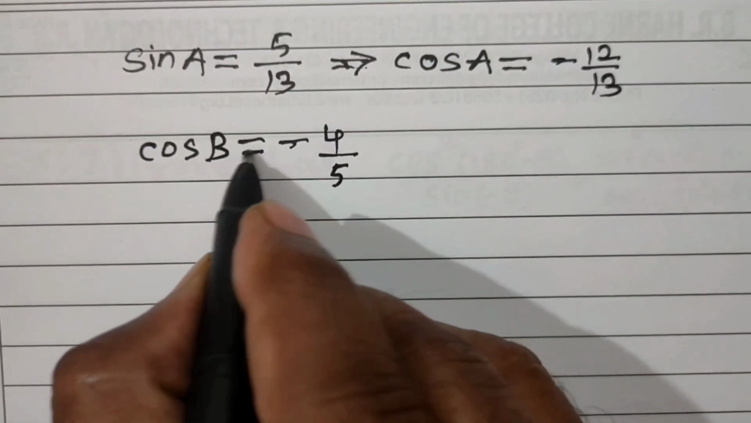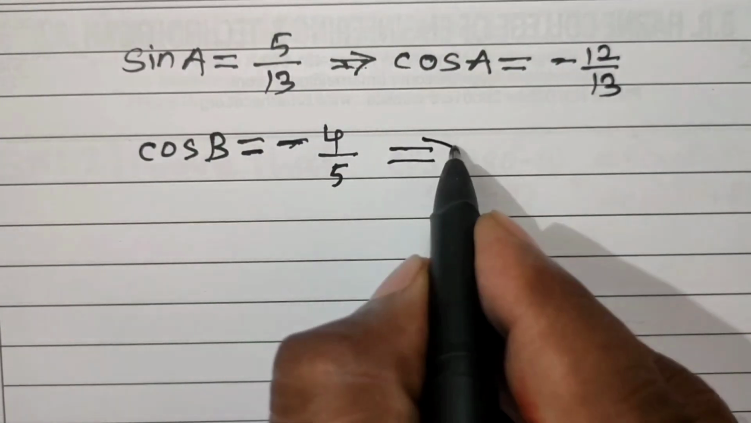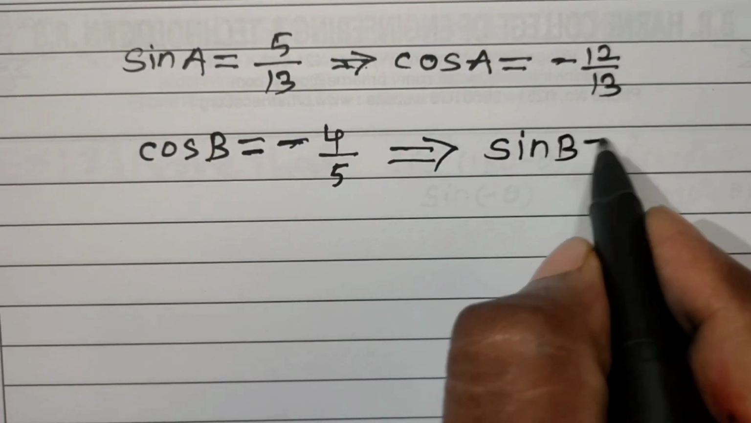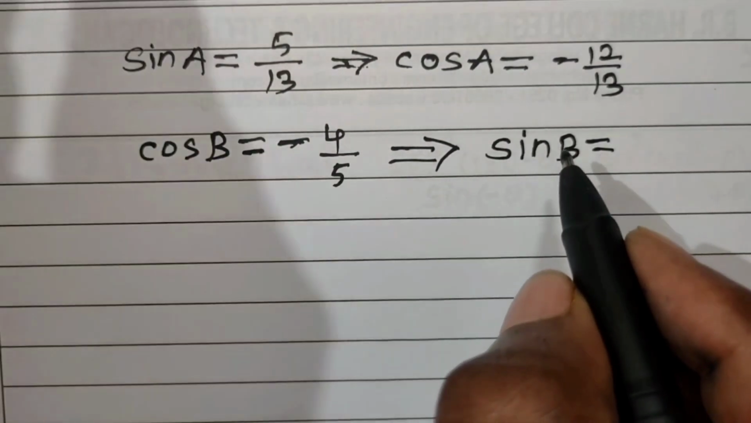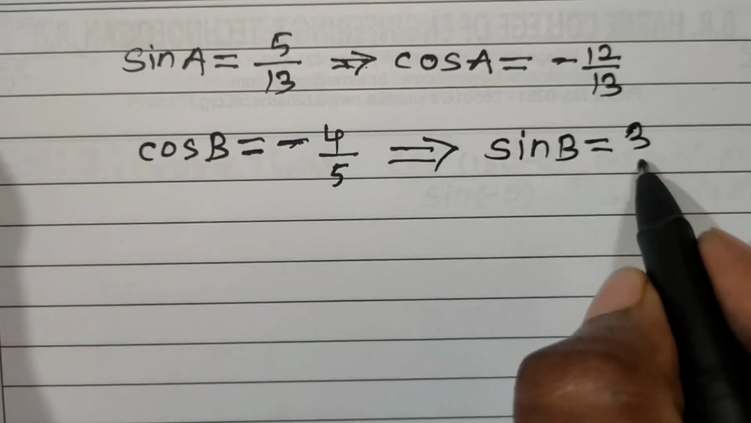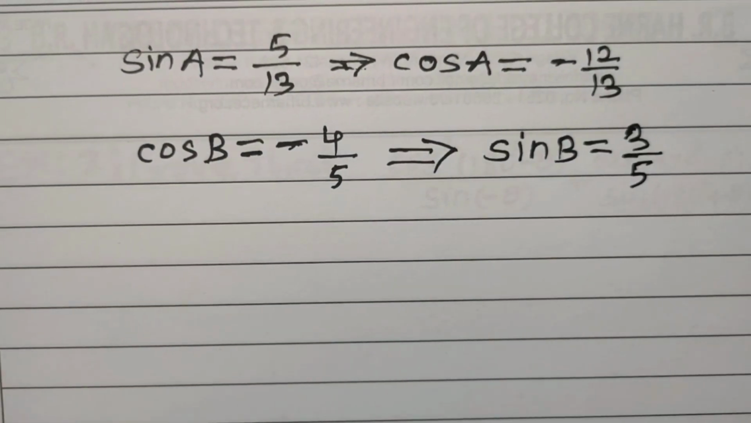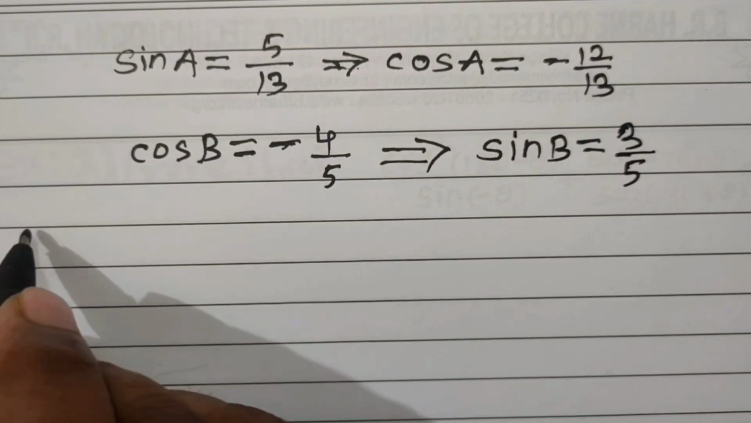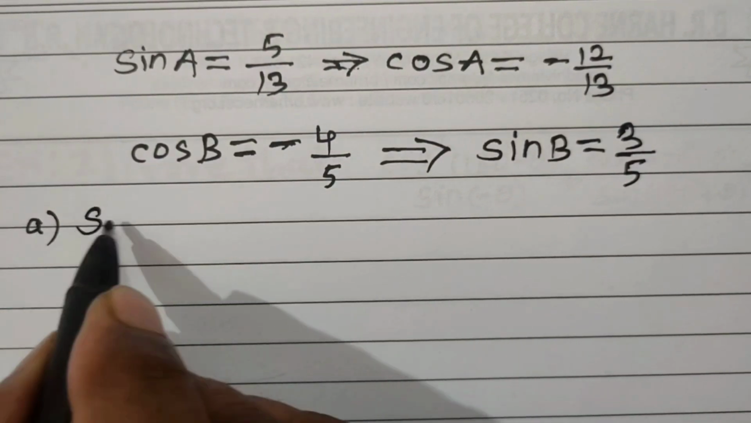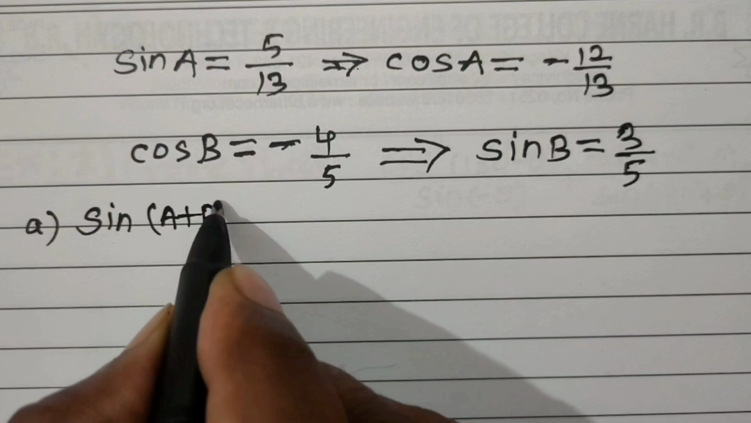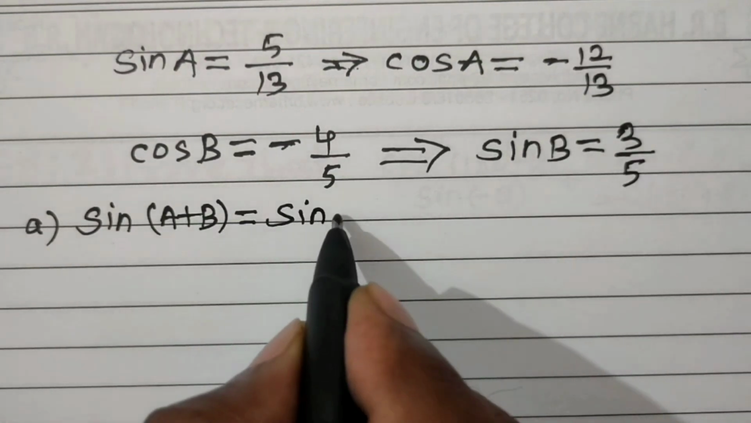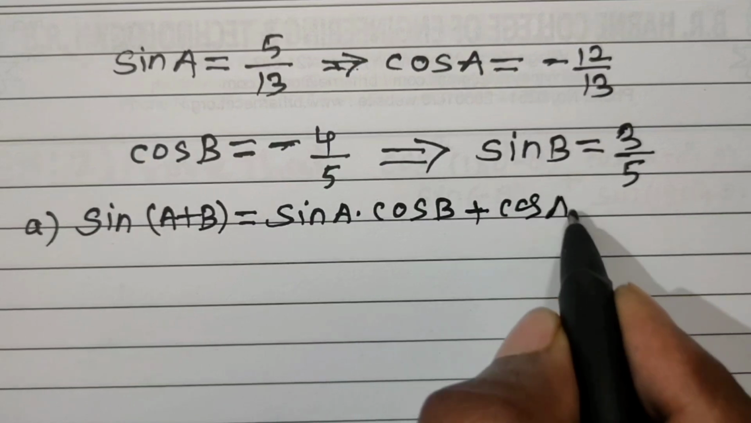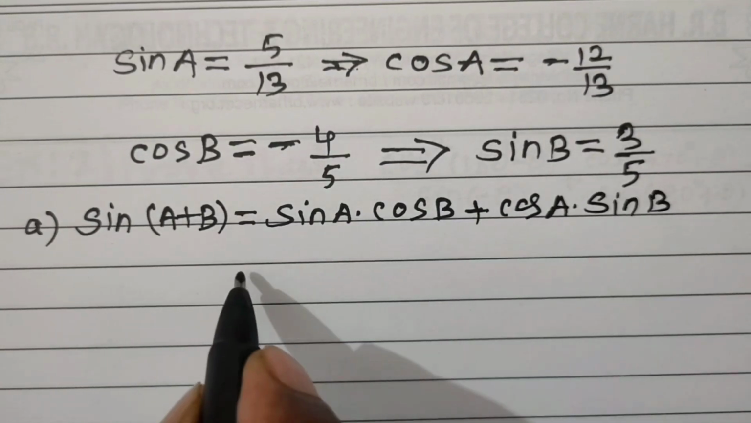Okay, this is given. This implies in the second quadrant the sin ratio will be positive. Sin B is equal to 3 upon 5. So assuming these values, let us find sine of A plus B. So statement A: sine of A plus B is equal to sin A cos B plus cos A into sin B. Put the values.